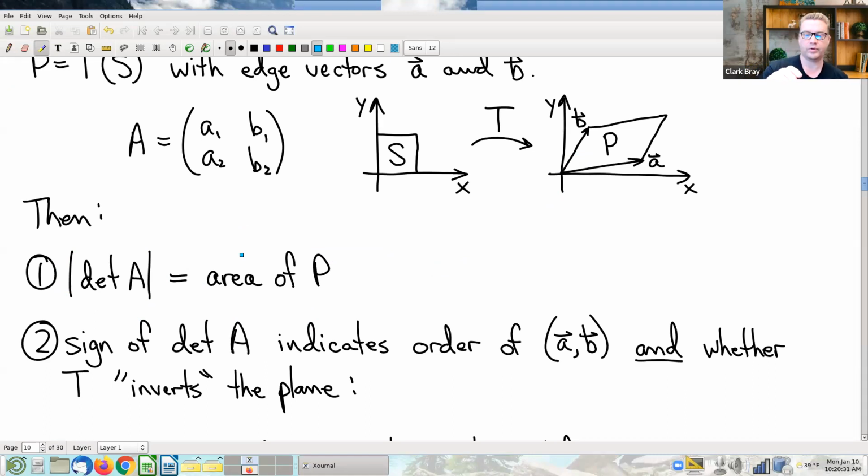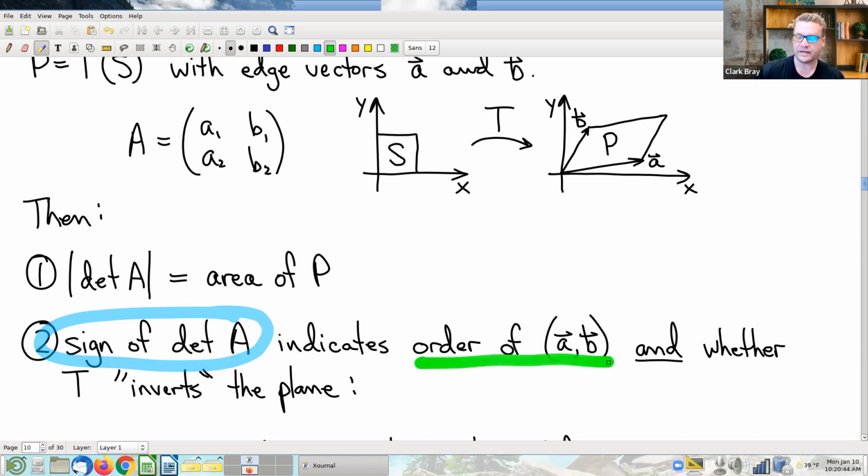The second thing I want to point out is that this determinant, not its magnitude, but its sign, whether it's plus or minus, tells you 2 things. On the one hand, it tells you about the order. It tells you whether that's clockwise or counterclockwise. And it also tells you something about this linear transformation. It tells you whether the transformation is flipping the plane upside down in some sense, inverting things or not.